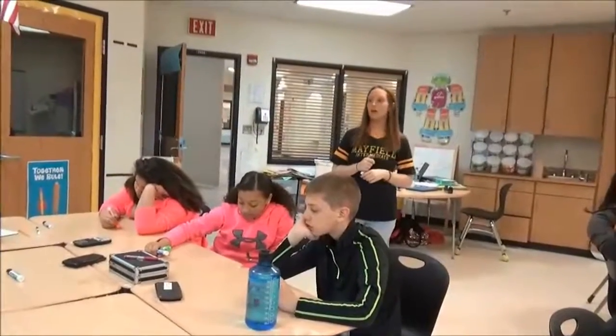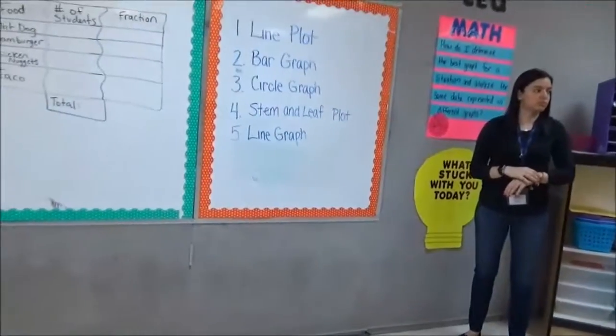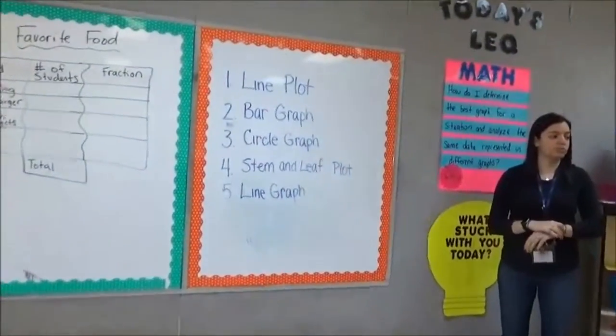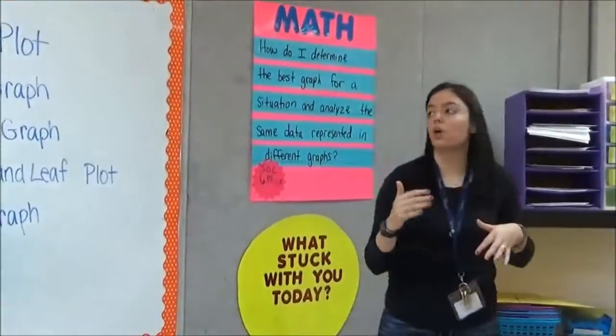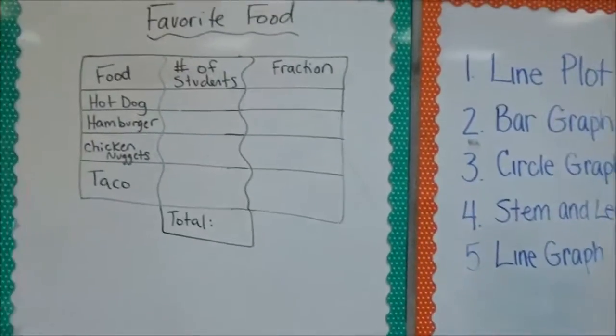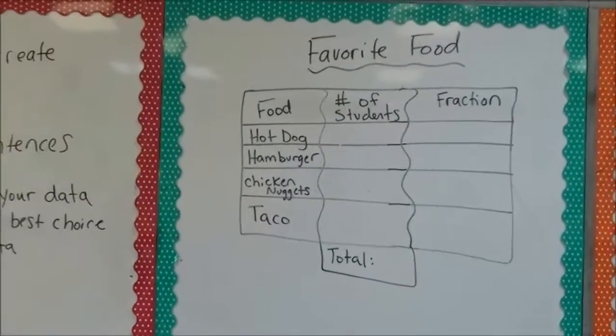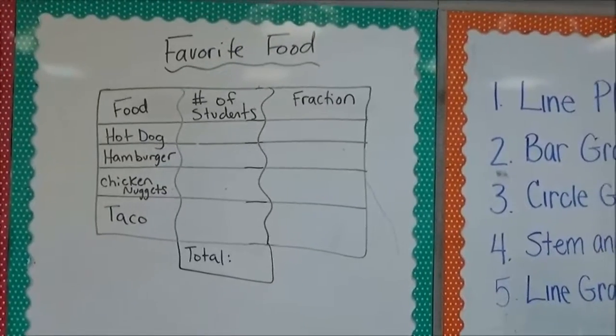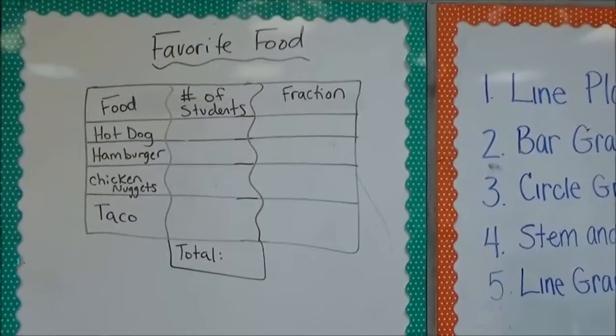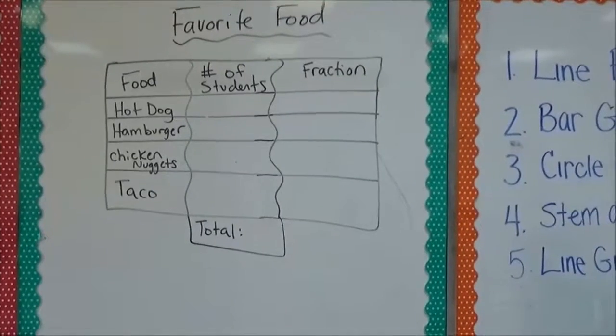All right. Awesome. So what we are going to do today is talk about our favorite food, and we're going to make our own graph, right? In order to create a graph, we have to collect data. So what you're going to do is look at our choices. We have hot dog, hamburger, chicken nuggets, and tacos. So think in your brain for a second. You're going to raise your hand nice and high, and you're going to vote for only one. How many are we voting for?